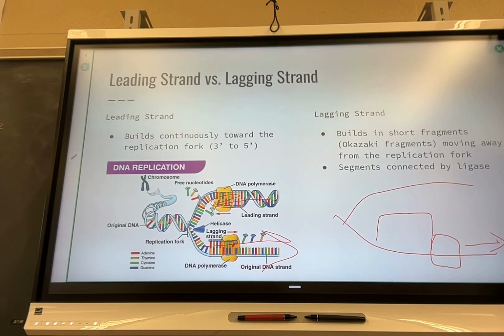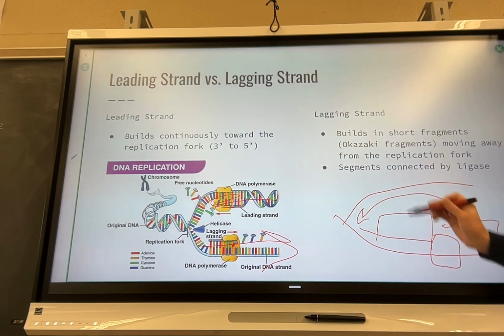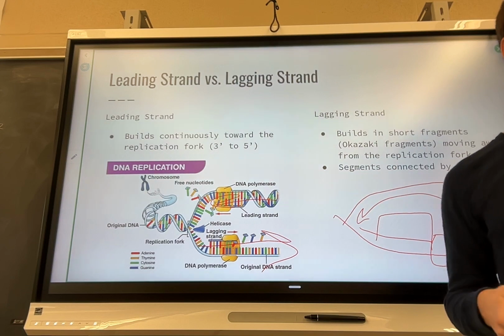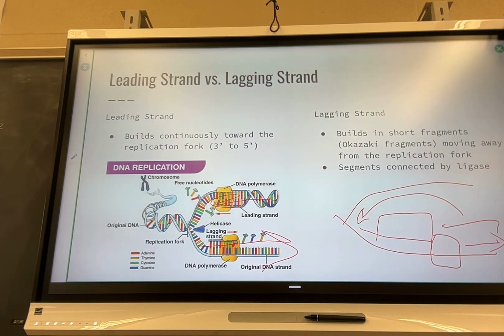But this is going to be moving away. Guys, this is going to move away from the fork, and it's going to have to be made in sections. So the DNA polymerase will make this section, have to jump up further, make this section, and it's built in fragments, in choppy bits. But it's still going to come out the same way that this top one will come out. And these segments are going to be connected by a thing called ligase. Again, ligase is an enzyme that connects the different fragments.